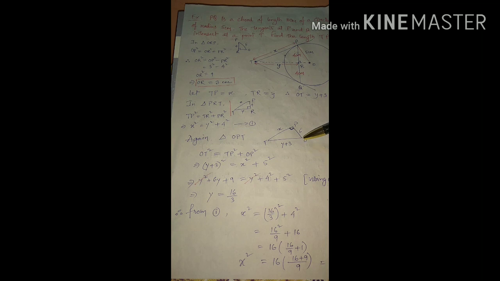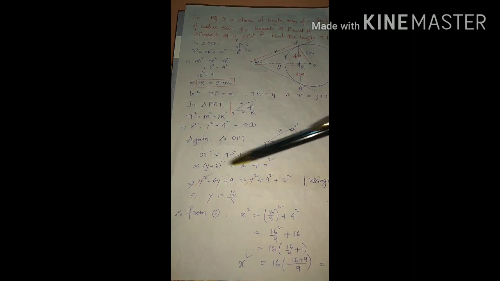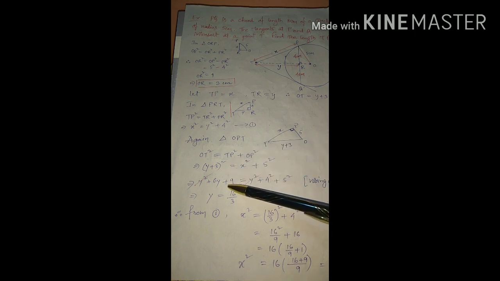So what you have to write here is OT square equals TP square plus OP square. After writing this, in place of OT we put the value (y plus 3) whole square, TP equal to x square, and OP equal to 5. (y plus 3) whole square we can easily expand with the (a plus b) whole square formula. After applying it and calculating, the value of y you get is 16/3 centimeter.